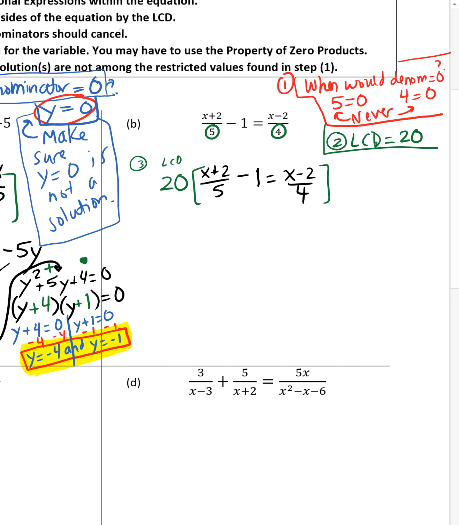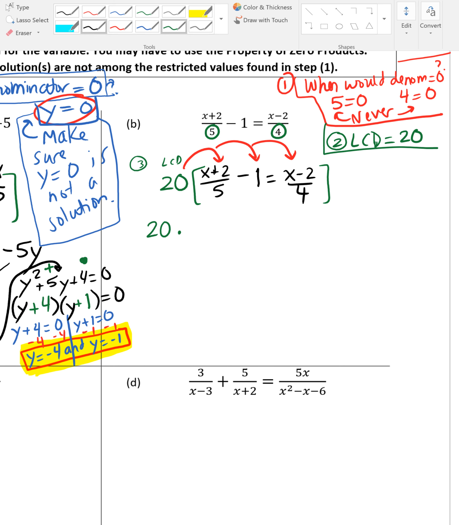I'll distribute that guy. Let's see, 20 times that guy, 20 times that guy, 20 times that guy. And just to be safe, like I said before, I'm going to write 20 next to the fractions. 20 times x plus 2 over 5.